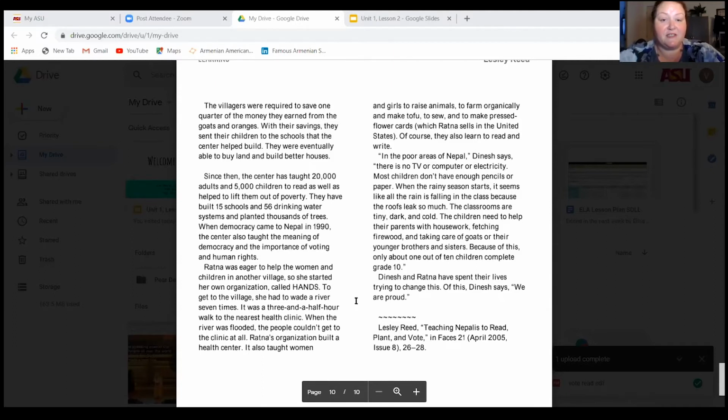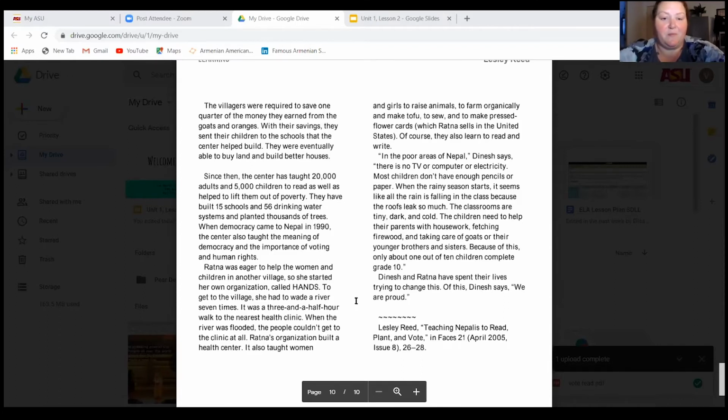Since then, the center has taught 20,000 adults and 5,000 children to read, as well as helped to lift them out of poverty. They have built 15 schools and 56 drinking water systems and planted thousands of trees. When democracy came to Nepal in 1990, the center also taught the meaning of democracy and the importance of voting and human rights.